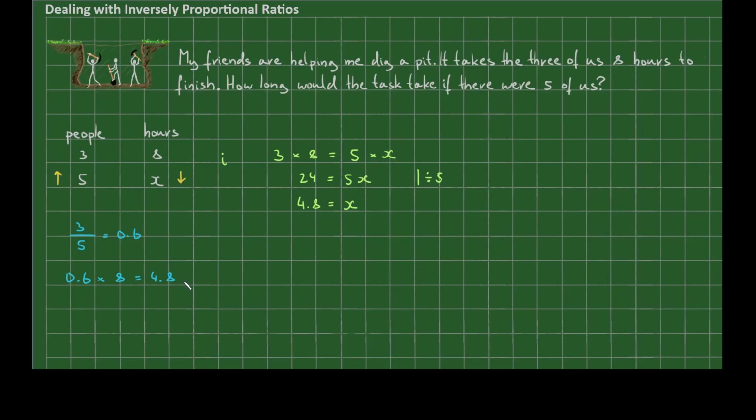But please keep in mind, when dealing with directly proportional situations, all of the variables are moving in the same direction. Either they're all increasing or they're all decreasing. When we are dealing with inversely proportional ratios, we expect the variables to move in opposite directions. As one increases, the other one decreases.